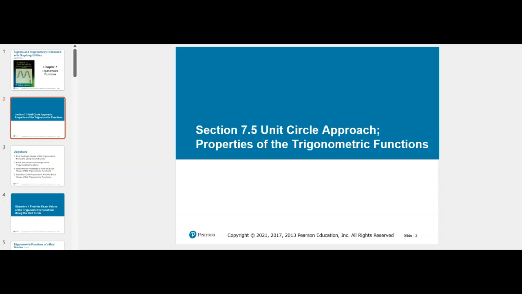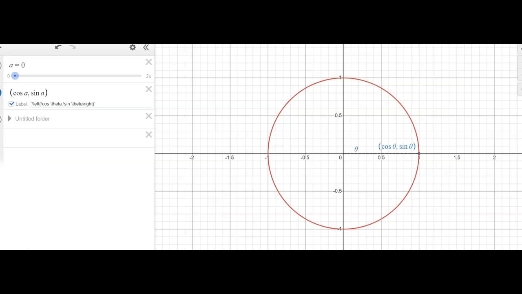Welcome, class. We are going to look at section 7.5 notes, the unit circle approach to trigonometry. The unit circle is just a circle centered at the origin with radius 1. You can see the origin is the center, -1, +1, all the way around. That's the radius of this circle.